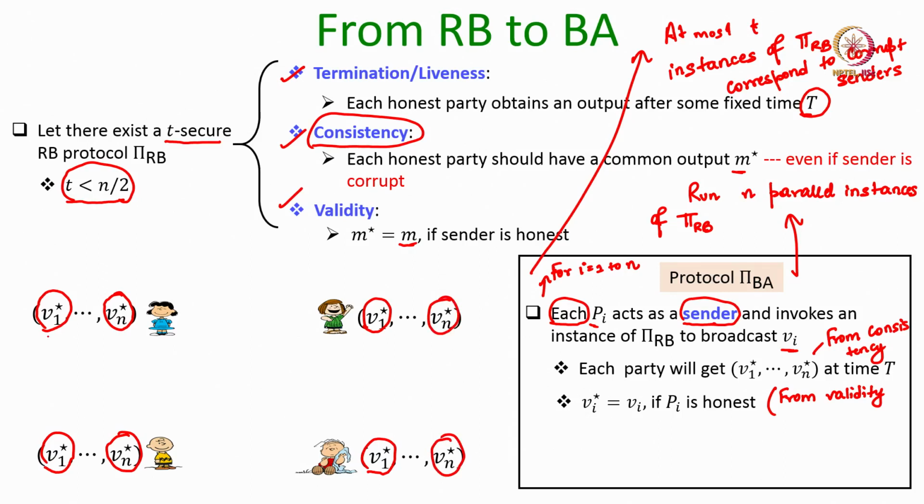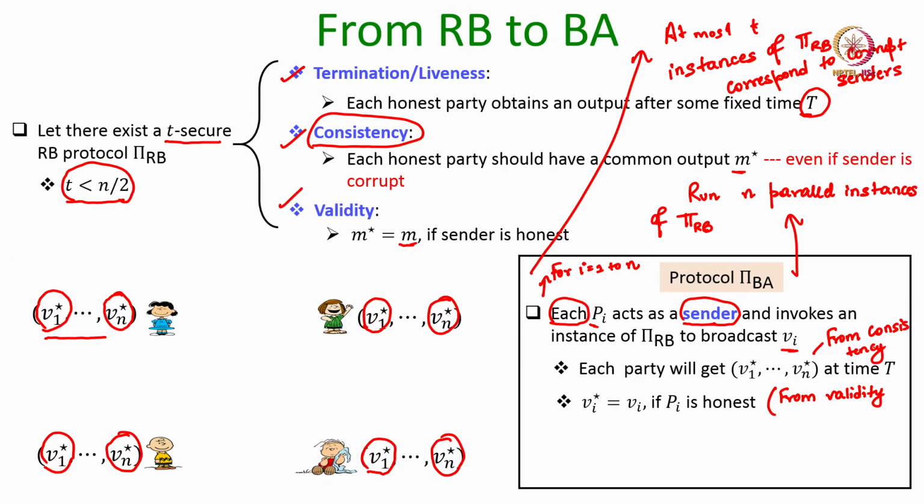So, if I consider the output vector, why output vector? Because there are n instances of pi RB, so there are n outputs which each party is going to obtain. I can visualize the n outputs which each party is obtaining as a vector. Through the consistency property of pi RB, it is guaranteed that all the output vectors will be the same. It won't be the case that P1 outputs one output vector and P2 outputs another output vector.